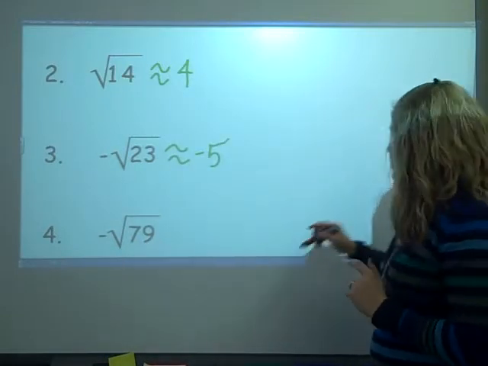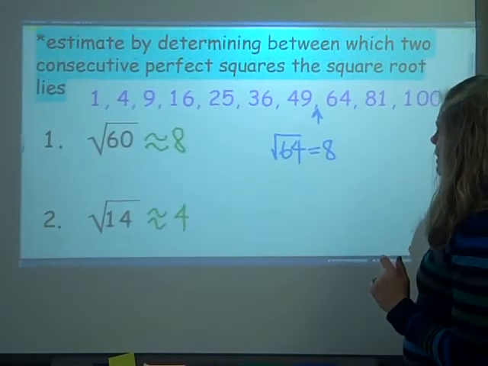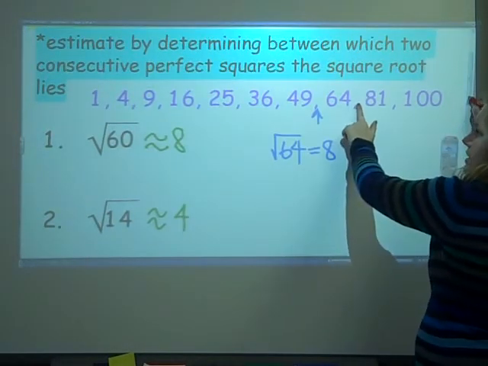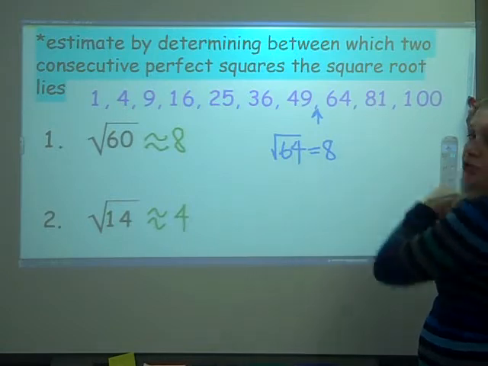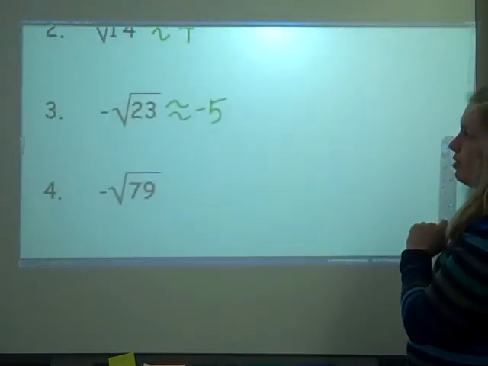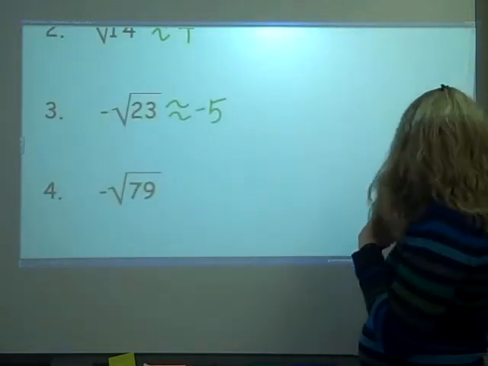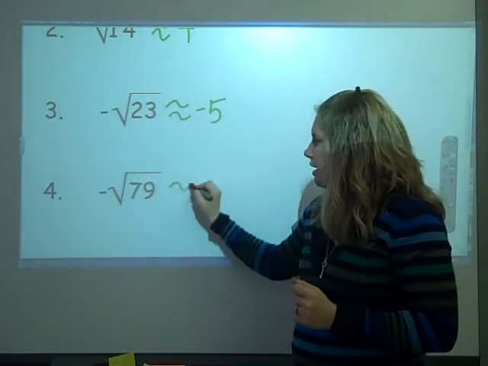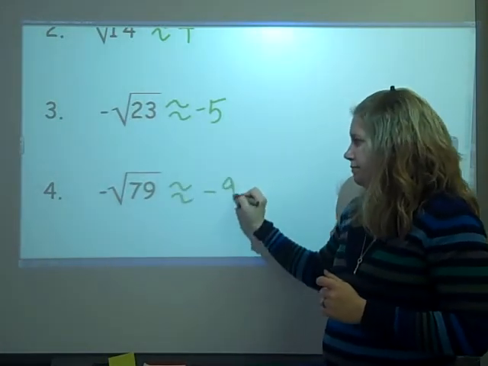Okay, negative square root of 79. 79 would fall in between 64 and 81, closer to 81. Just so happens all of these have been closer to the higher number. And so you're going to say that this is approximately negative 9.